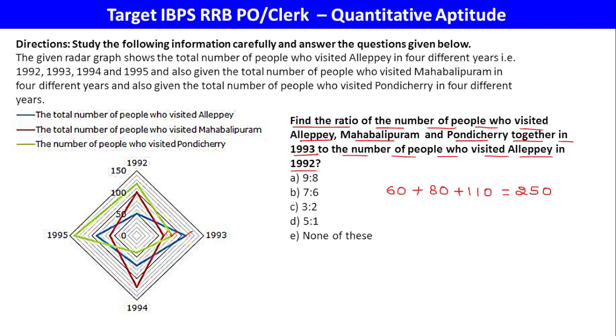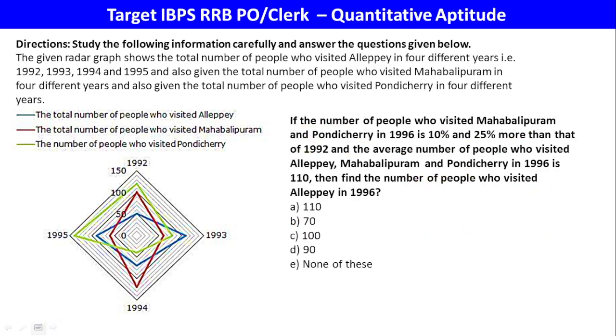Then 1992 LFP: the blue color is 50. The ratio of 250 to 50 is, this value is 50, so 5 is to 1. 5 is to 1 is my final ratio. Option D is the correct answer for this question. Then right, yes. Next question.